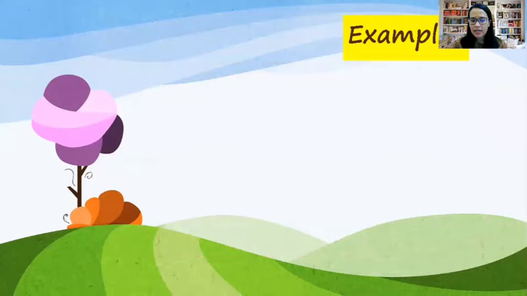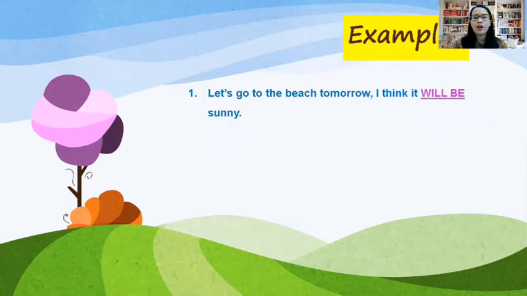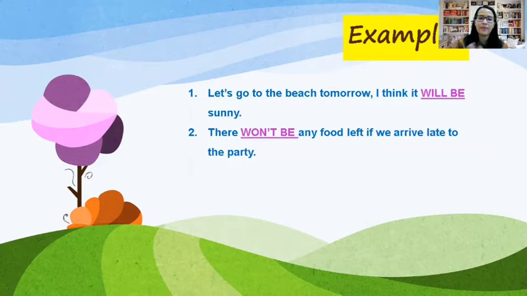Okay. Another example. Let's go to the beach tomorrow. Tomorrow is the future time. And then I think, right? Okay, prediction. I think it will be sunny. Why do you use be as the verb one? Because sunny is the adjective, right? So be is used for noun and adjective, correct? Okay, yeah. So be is also verb one, friends.